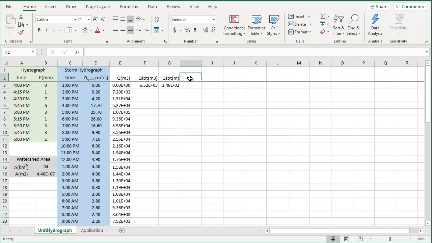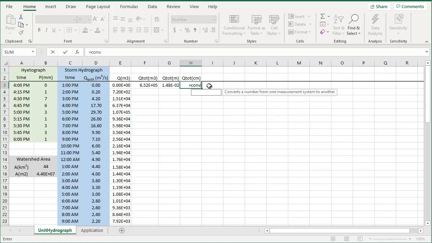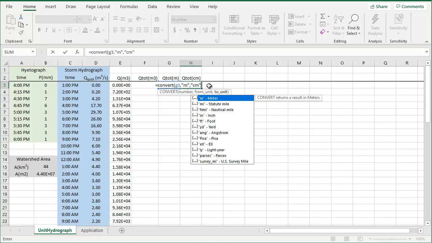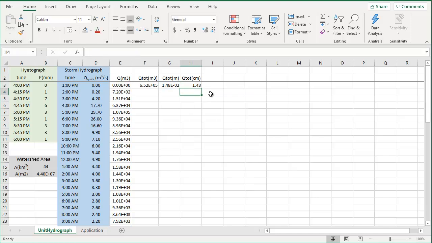And remember, I'm eventually going to want this in centimeters, because that's the unit I want to use to determine the unit hydrograph, so that this number would turn out to be 1 for my unit hydrograph. If that thing is in meters, I can just use the convert function from G3 in meters to centimeters. And there we go. So a little less than 1.5 centimeters of total depth of quick flow comes from this precipitation event.